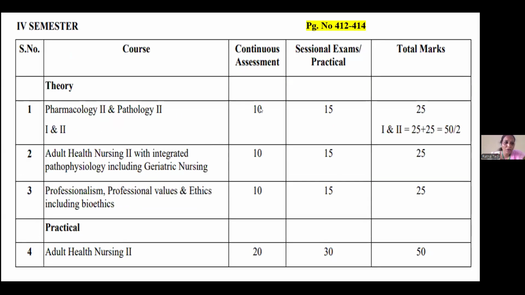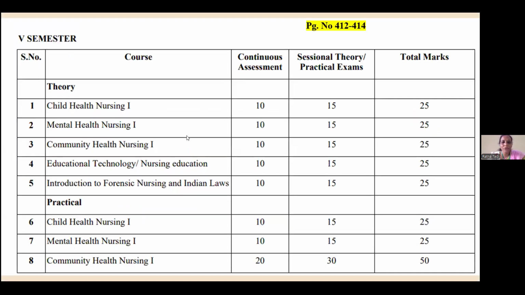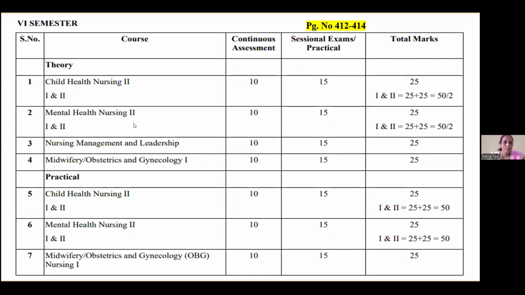I'm not going into much detail here. Remaining subjects all stay the same, 10, 15. Adult health nursing is 20, 30, so here is the change. Child health nursing remains 10, 15, mental health 10, 15, and community health nursing 10, 15. Because it is 25, only in practical do we see the marks change. Here you see community health nursing 20, 30. We have to remember this; that's how the marks are distributed.